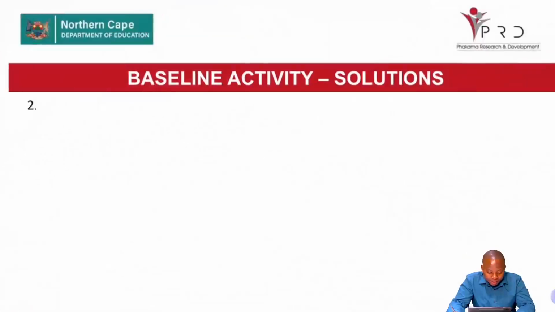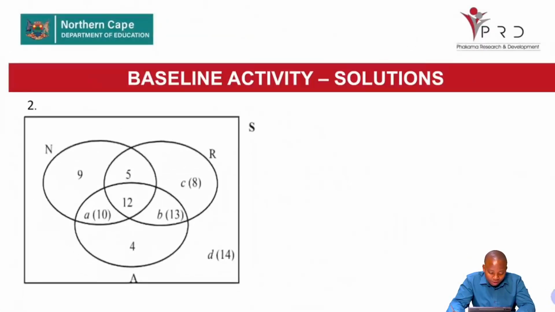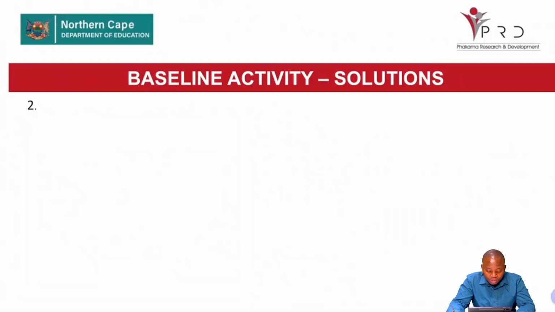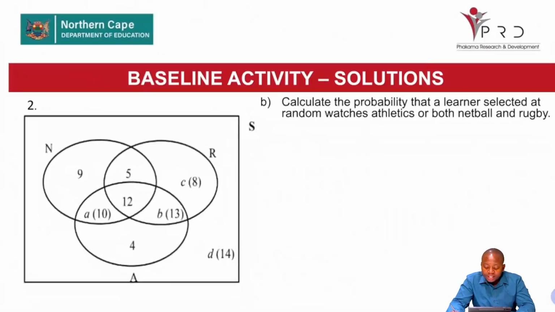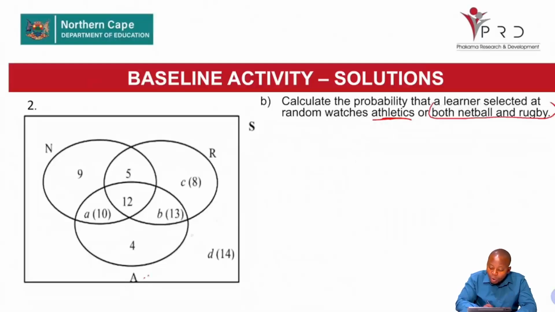Right. Now we are still doing number 2. Let's look at number 2B now. So on number 2B, it says, calculate the probability that a learner selected at random watches athletics or both netball and rugby. So two things then. So it's either the learner selected watches athletics alone or the learner watches both of netball and rugby. So how do we do this one?